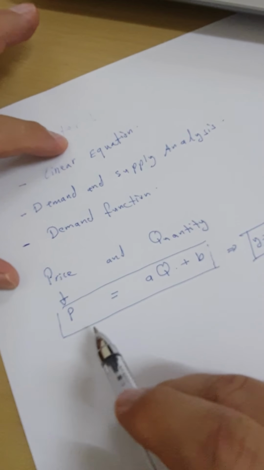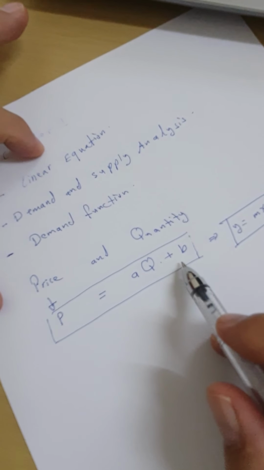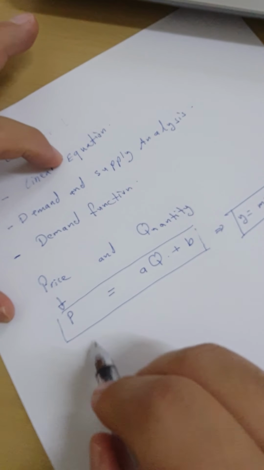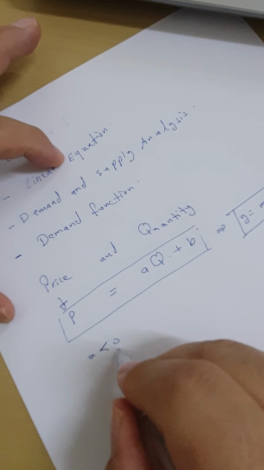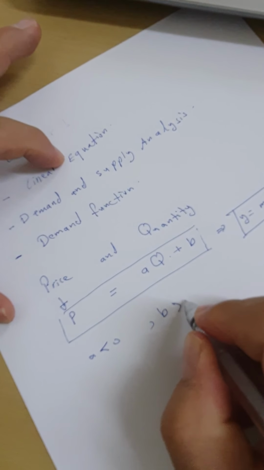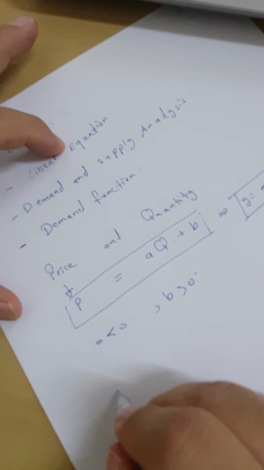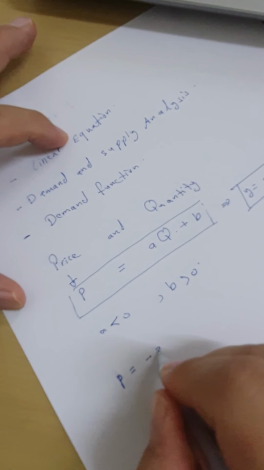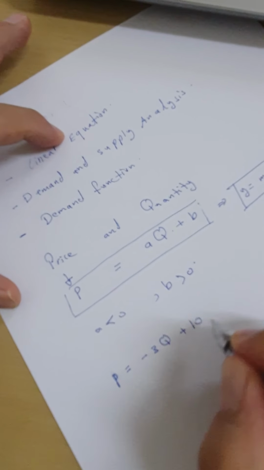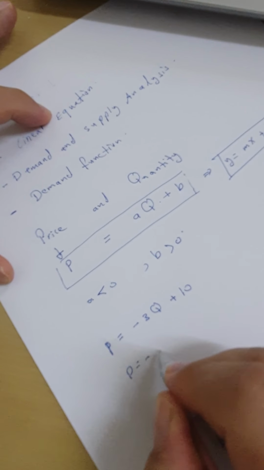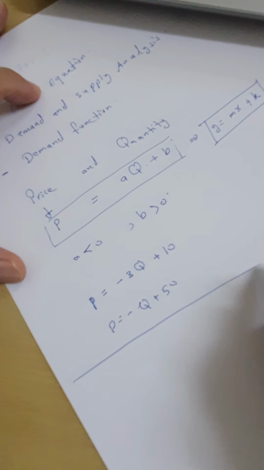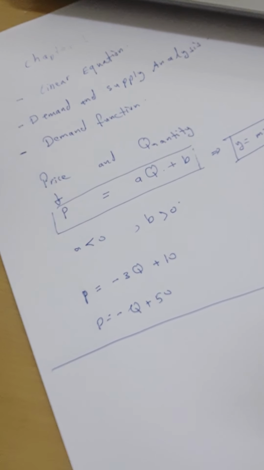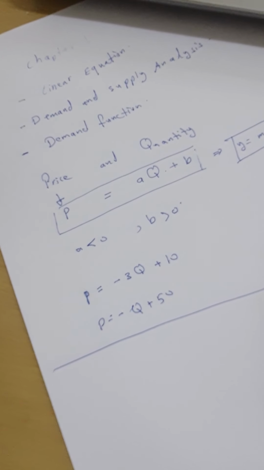So let's go to this equation, P equals AQ plus B. In order to maintain this relationship between the price and the quantity, it's very important to have A less than 0. That's why A is less than 0 and B should be greater than 0. For example, I can say that P equals minus 3Q plus 10, or P equals minus Q plus 50, and so on. So this is the general form of the demand function, which describes the relationship between P and Q.